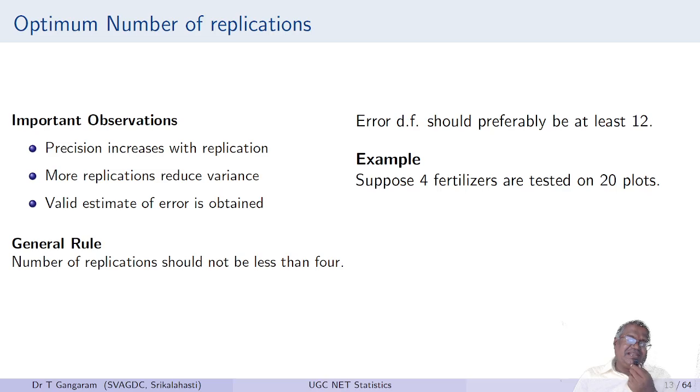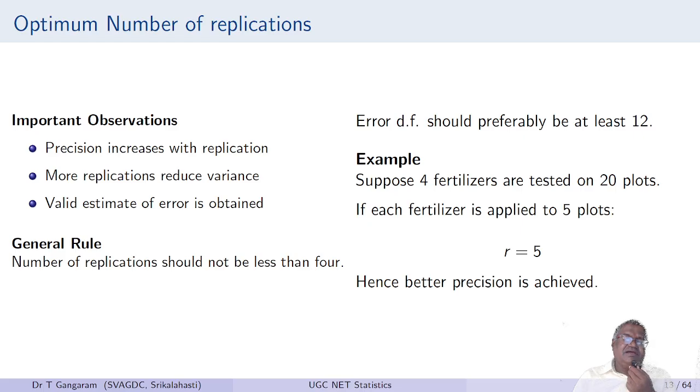Suppose 4 fertilizers are tested on 20 plots. If each fertilizer is applied to 5 plots, better precision is achieved. Randomization eliminates personal human bias, prevents systematic environmental variations from favoring one specific treatment, and guarantees that our error terms remain independent and identically distributed.